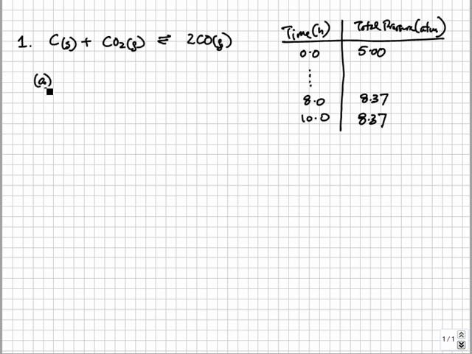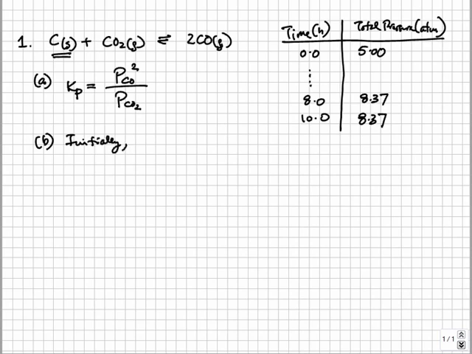1. We write down the equation and some of the relevant data from the table given in the problem. A. We see that carbon here is a solid, so its partial pressure or concentration does not enter the equilibrium constant. Kp is the equilibrium constant in terms of partial pressures. Kp equals the partial pressure of CO squared divided by the partial pressure of CO2.